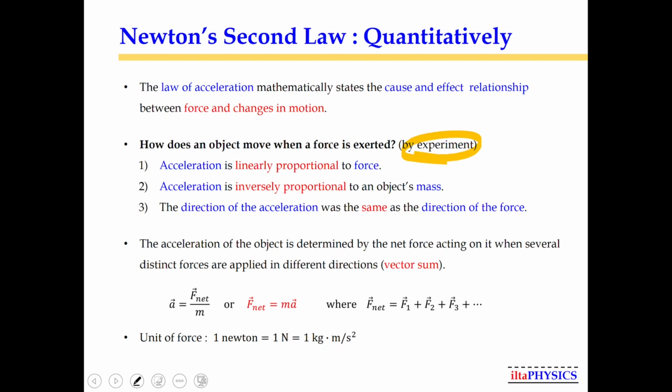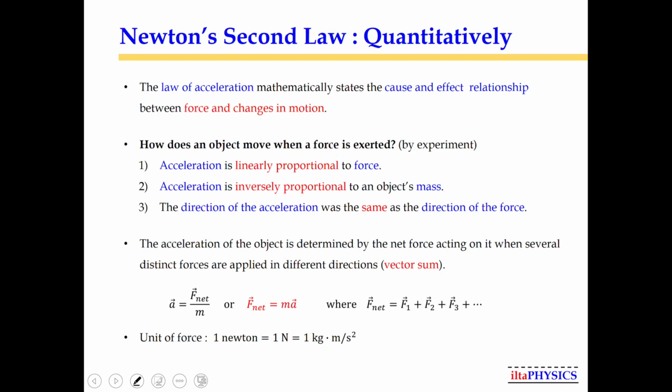First, we know from experiments that acceleration is directly proportional to the applied force. If you double the force on an object, its acceleration doubles as well. Second, the proportionality constant between force and acceleration depends on the mass of the object. From our earlier discussion, we know that heavier objects experience smaller accelerations under the same force, so acceleration is inversely proportional to mass.